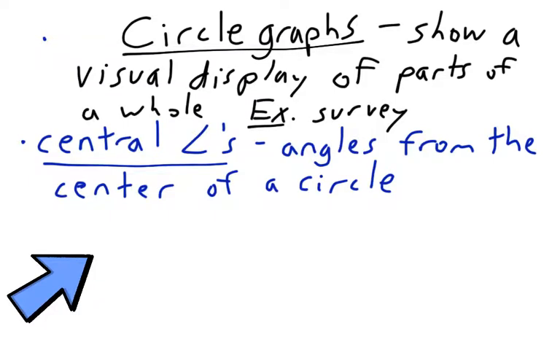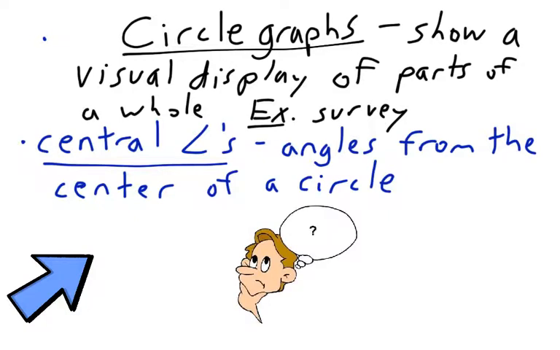And how many degrees are in a circle? You shouldn't have to think that hard about it. You know that a straight line represents 180. So a circle is just another straight angle. So 180 plus 180 gives us 360.